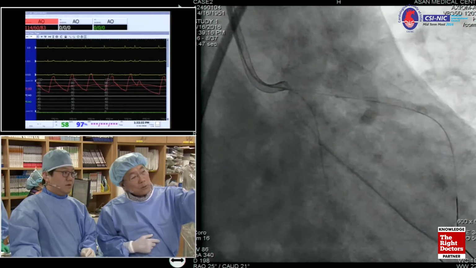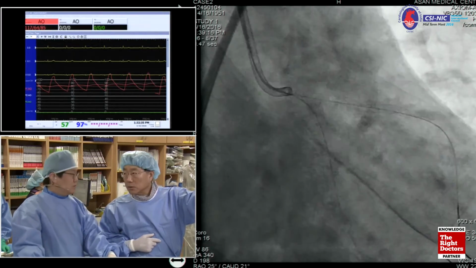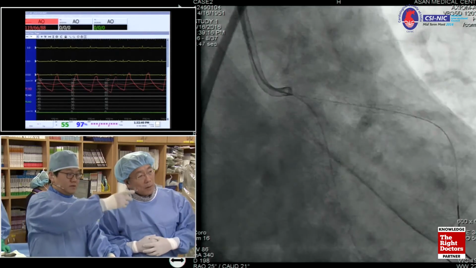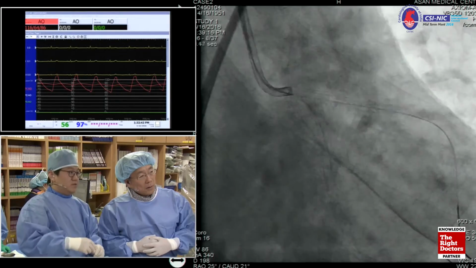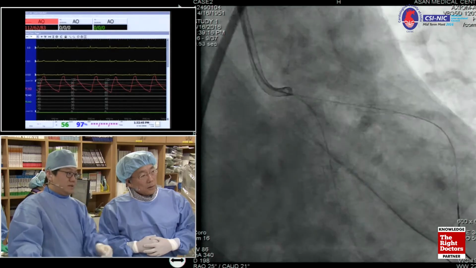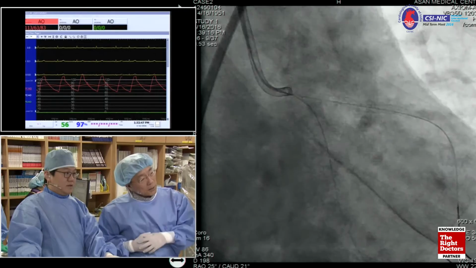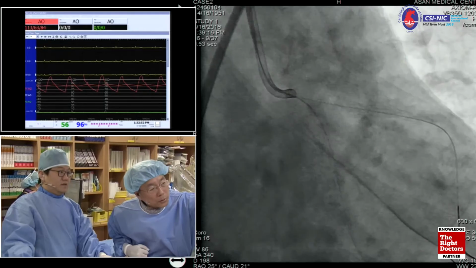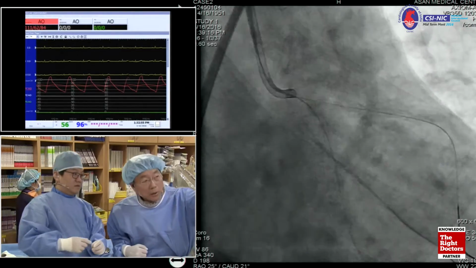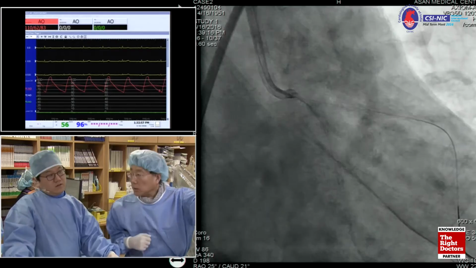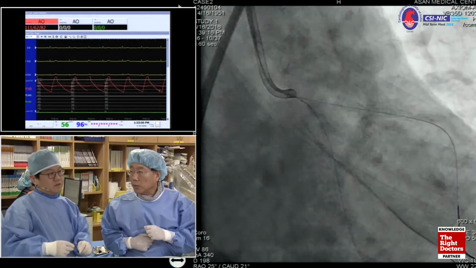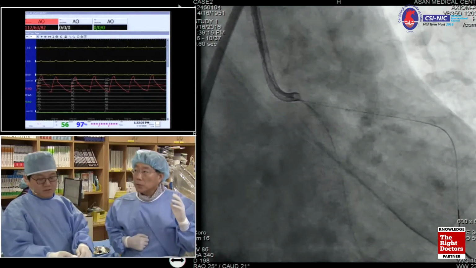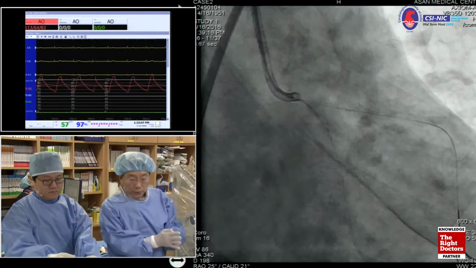Yes. This part we have to cover that, or just no? All right, just the 23 or 28. The circumflex is 18. LAD is 23. Oh, really? Yeah. I want to cover the first, second obtuse marginal, below the second obtuse marginal branches. Yeah, I want to cover that. Then 18, I think it's too short. 23. Okay, 23 and 23. Okay. All right, 3.0 for the circumflex and 3.5 for the LAD, right?